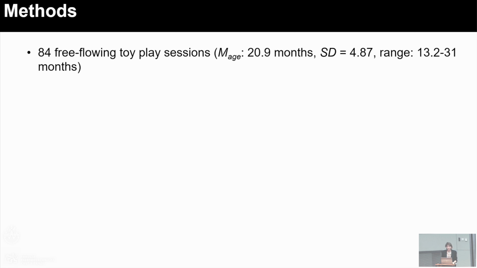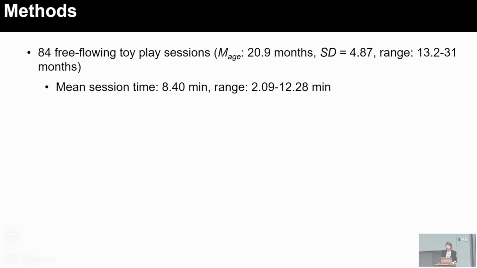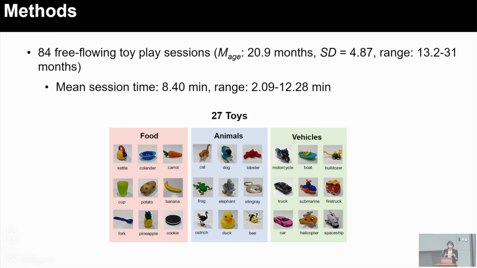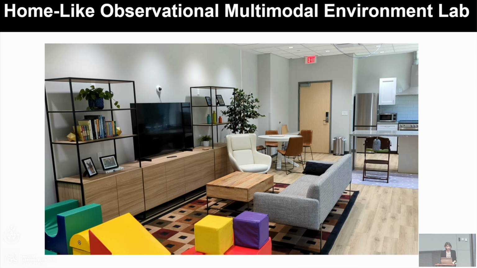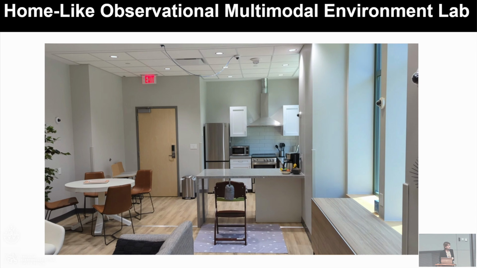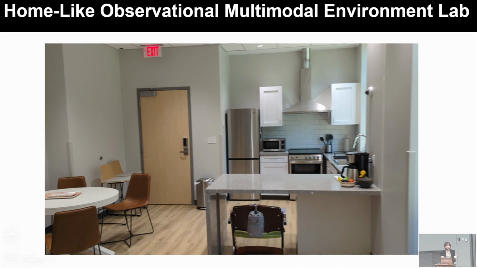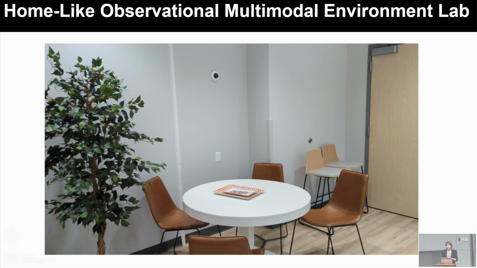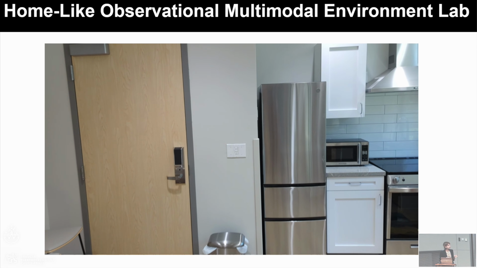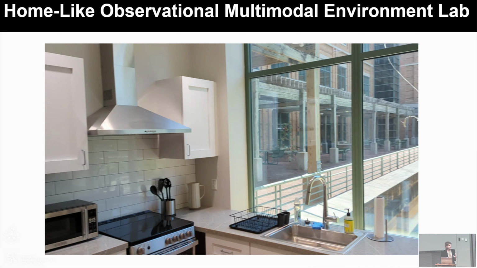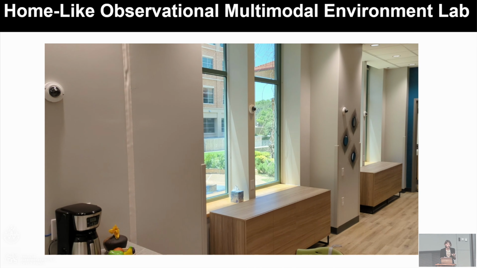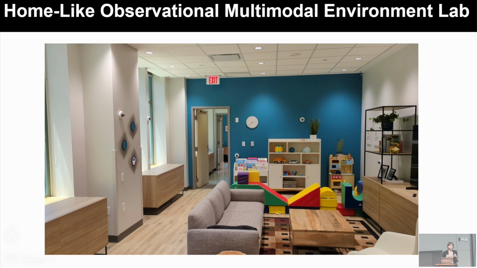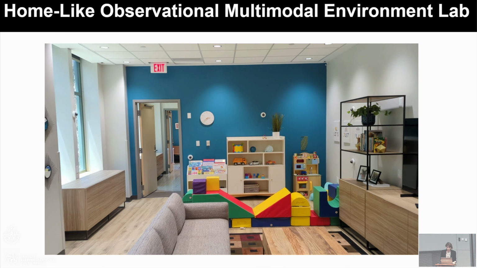The way that we tested this is we had 84 toy play sessions between parents and their 13 to 31-month-old infants. They had 10 minutes to play with 27 objects from 3 broad taxonomic categories. They played with these toys in our home-like observational multimodal environment lab. I know that's a mouthful, but we call it Home Lab for short. It's meant to resemble a fully functioning apartment with a kitchen area, a living area, and a play area, so parents and children can interact more naturally, but nonetheless remain in a more controlled environment.